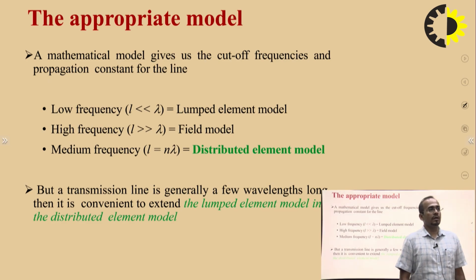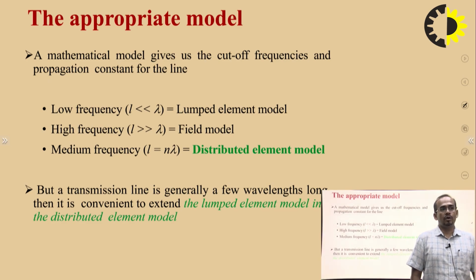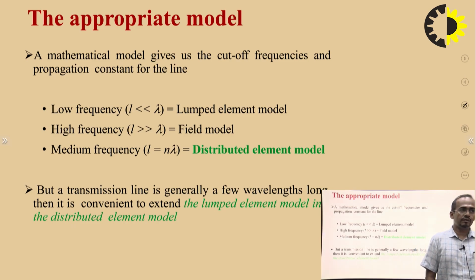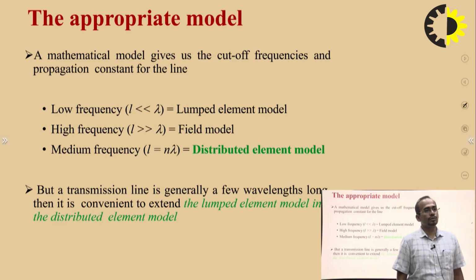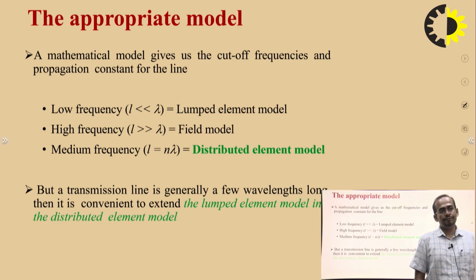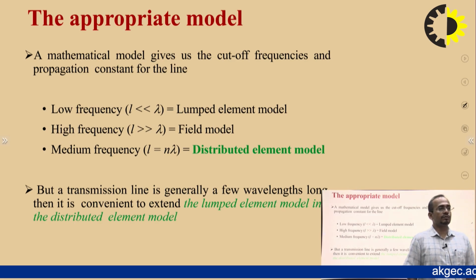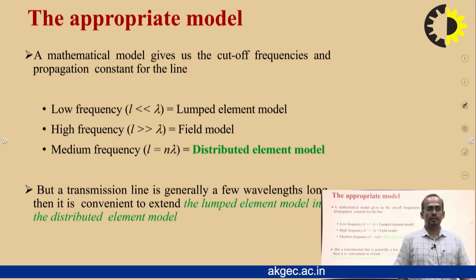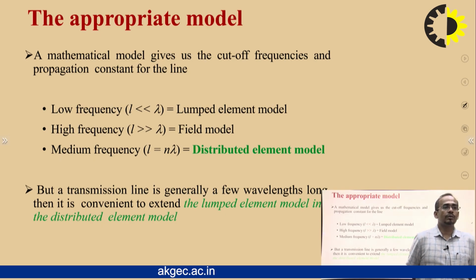Now, coming to the appropriate model, this mathematical model gives us the cutoff frequencies and propagation constant for the line. For low frequency we will use the lumped element model, for high frequency we will use the field model, and for medium frequency the distributed element model. In case of low frequency, the length of the transmission line is less than the wavelength. In case of high frequency, the length of the transmission line is greater than the wavelength. And in case of medium frequency, L is equal to n lambda.